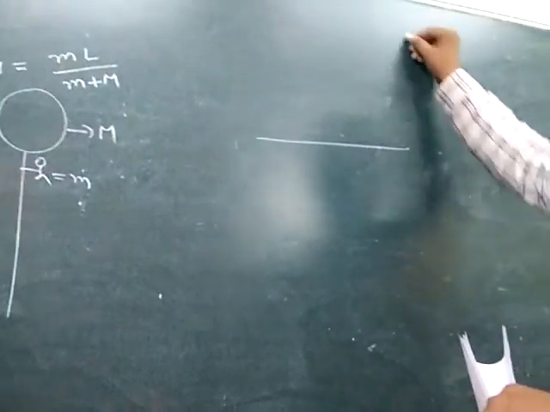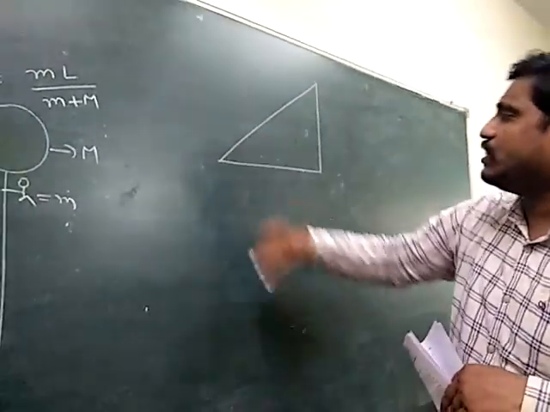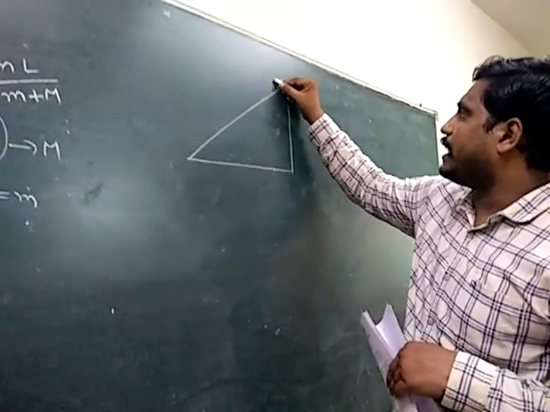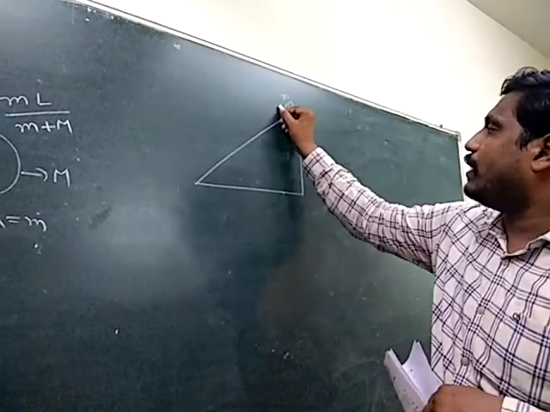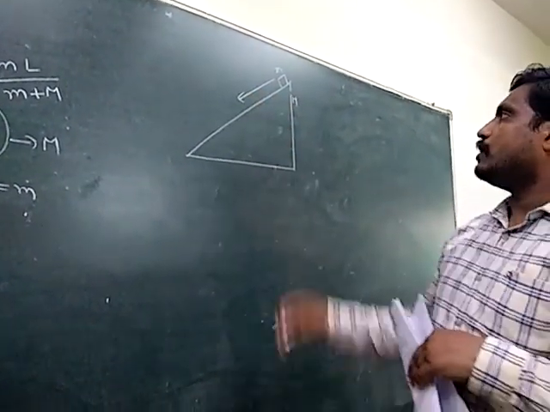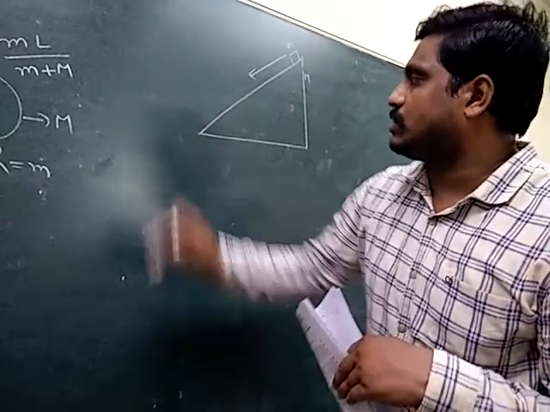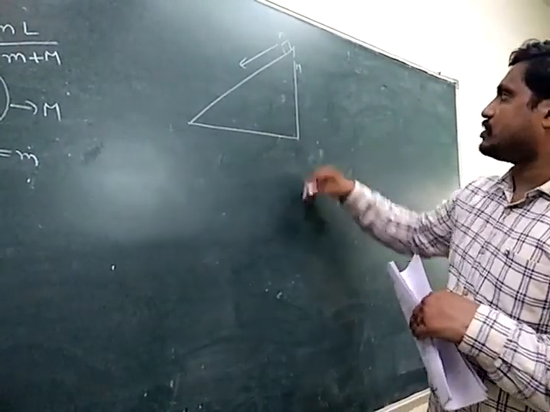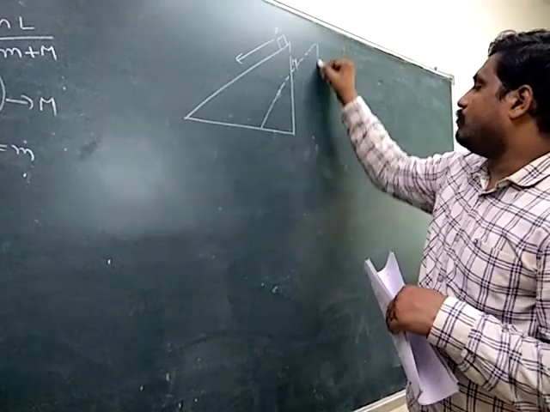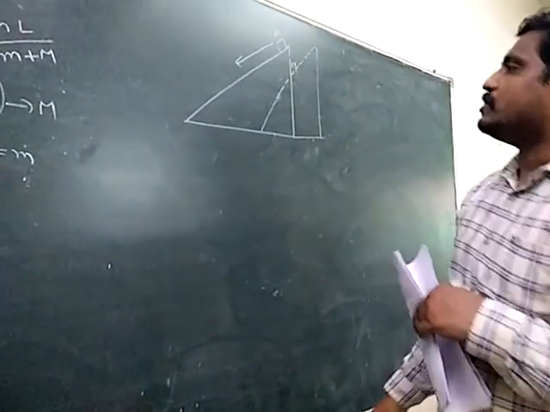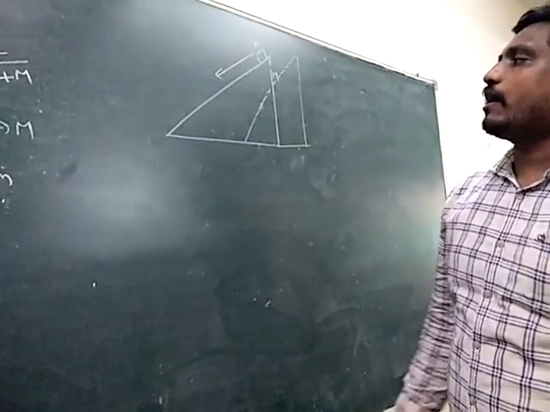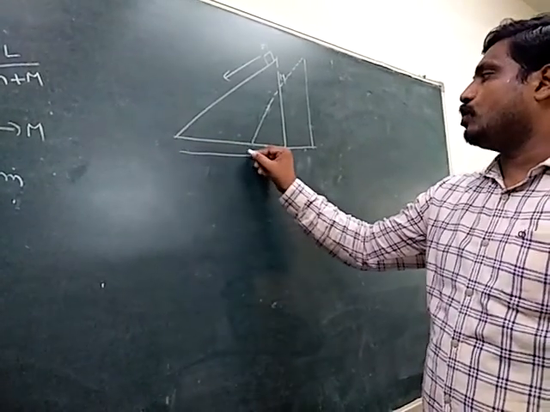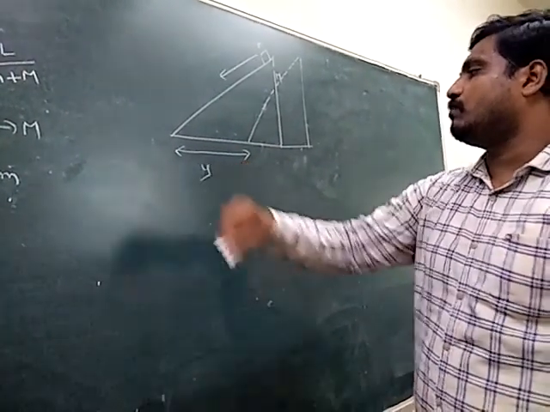In the other situation, look here now. This is the wedge. This is the block. Block mass small m, wedge mass capital M. The block is moving downward, that means the block is moving in this direction. The wedge moves in the opposite direction. That means the block moves in one direction and the wedge in the opposite direction, according to Newton's third law or according to the law of conservation of linear momentum.